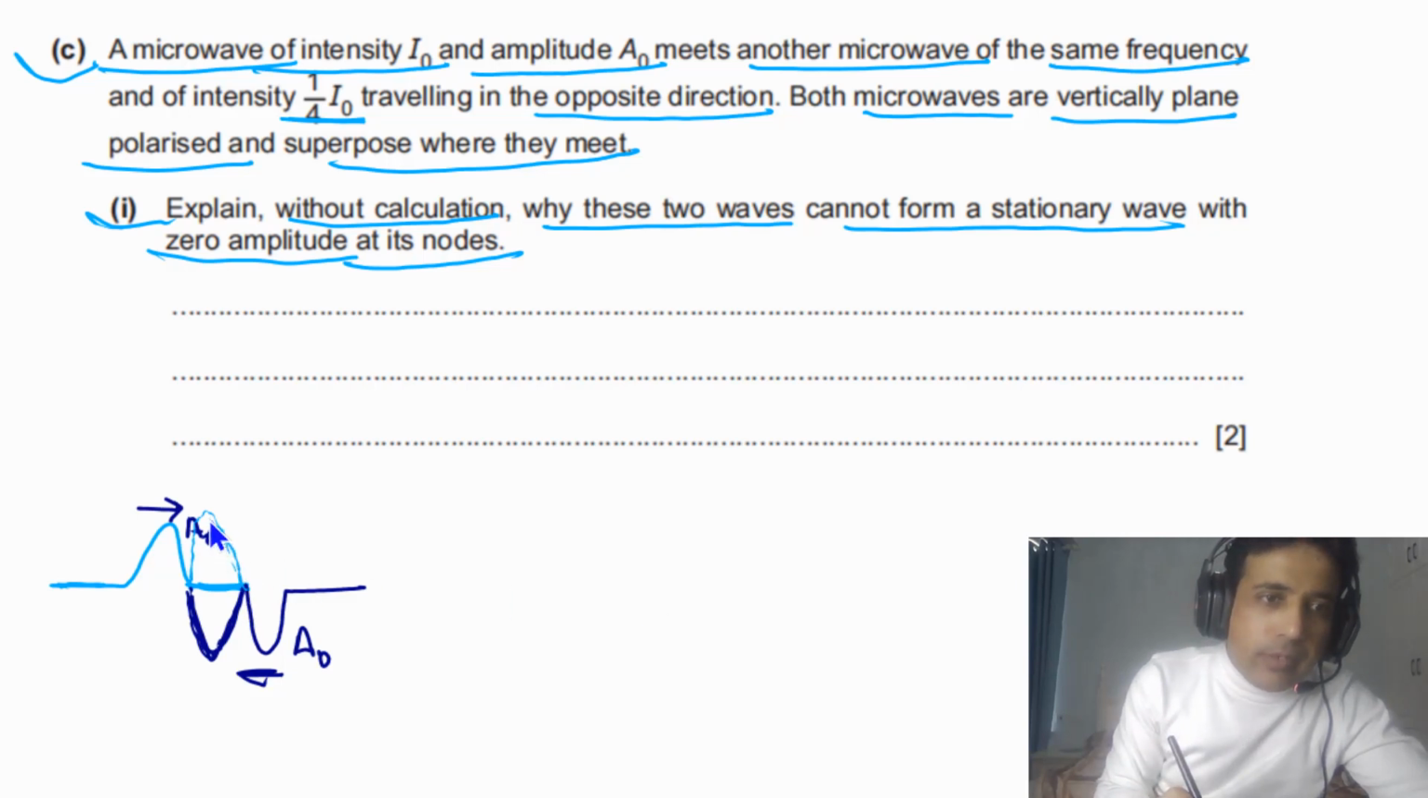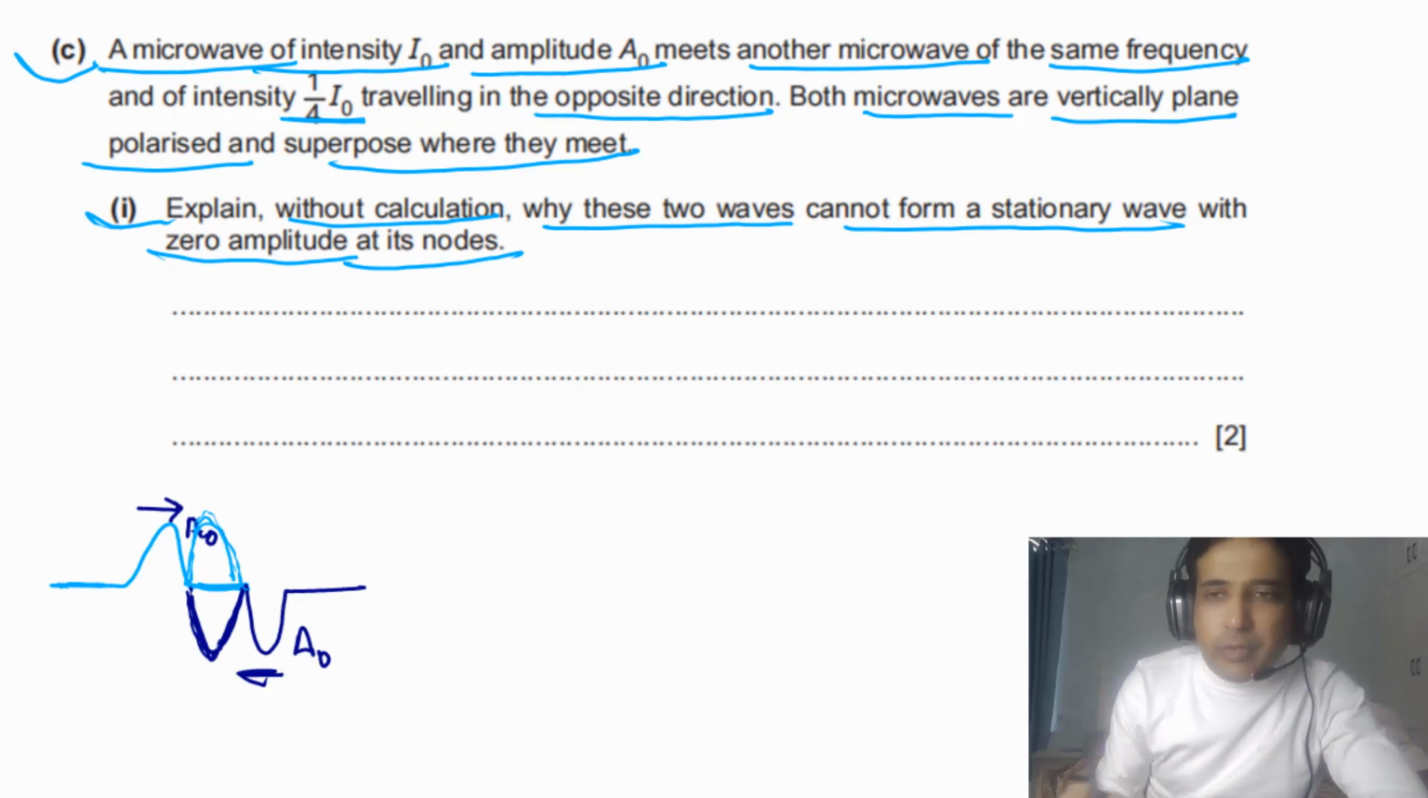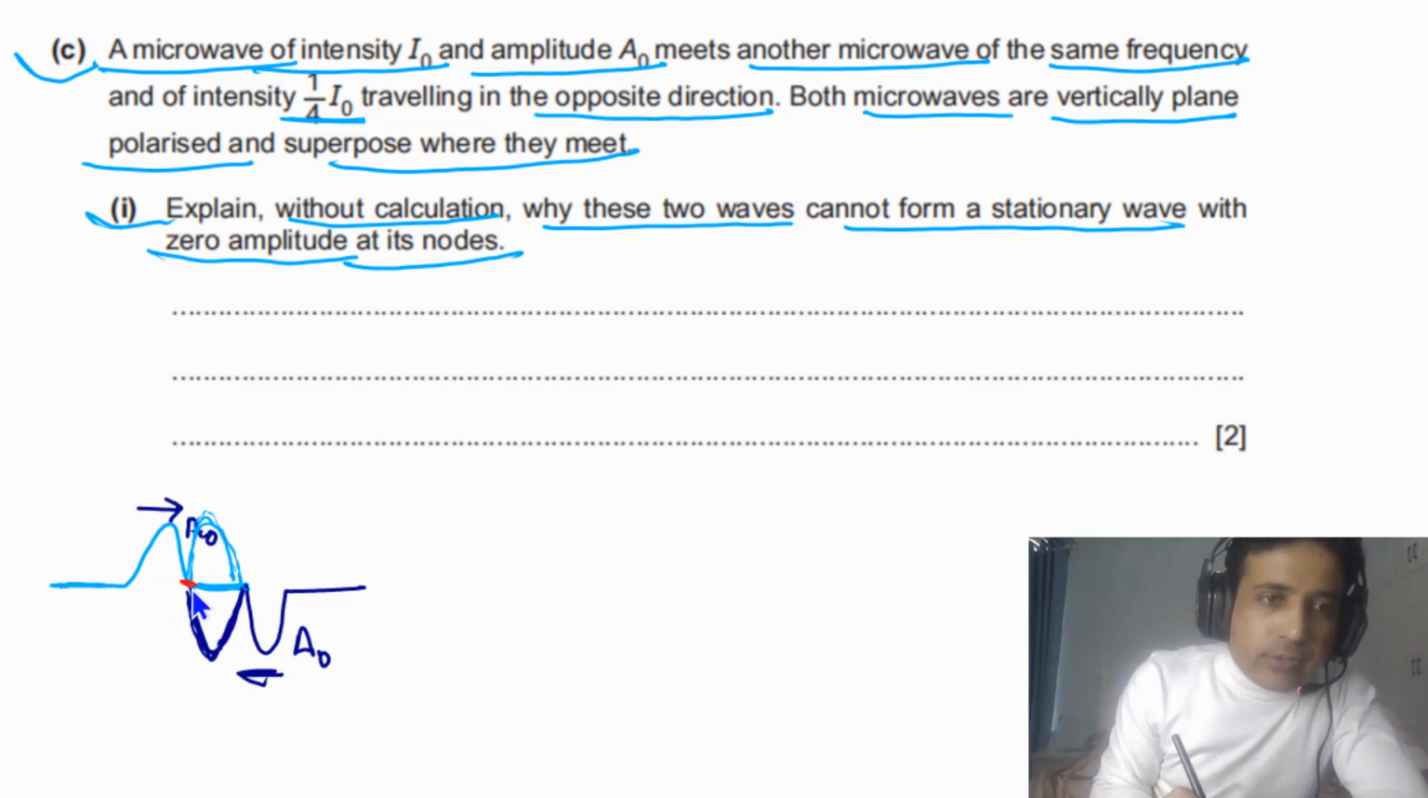So we can draw this over the other wave. In this case, when these two waves superpose, the amplitude of the resultant wave will be 0. Means they will cancel each other completely. So complete cancellation will take place in this case. So the resultant amplitude will be equal to 0.